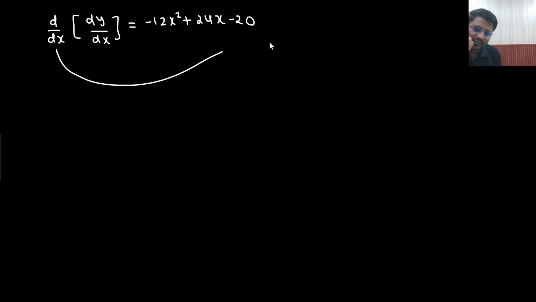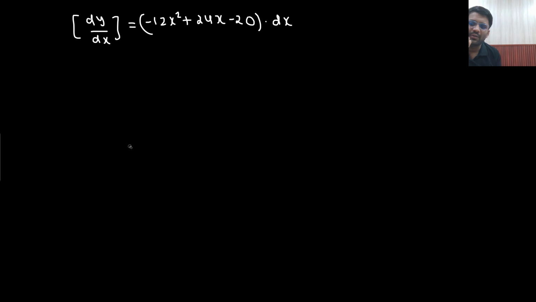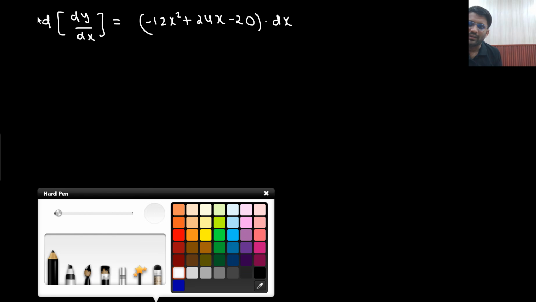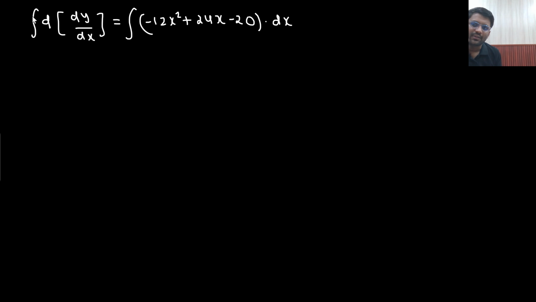Right? Now what I do is that I take this dx to the other side. So here what is left? Only d is left. Right? Now you integrate on both of the sides. So what will happen? This d and this integral will get cancelled out. You are getting dy by dx equals simply the integration. You can write down the answer.